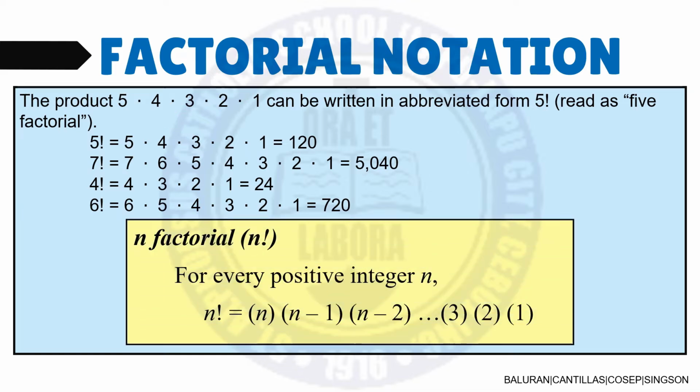So n factorial, for every positive integer n, is equal to n times quantity n minus 1 times quantity n minus 2, until you have 3 times 2 times 1.